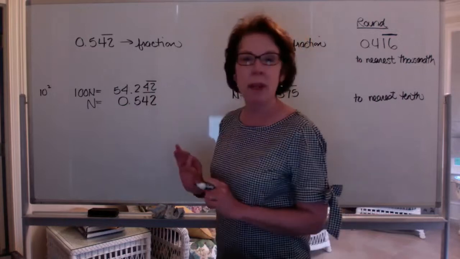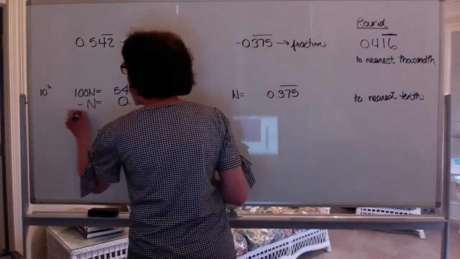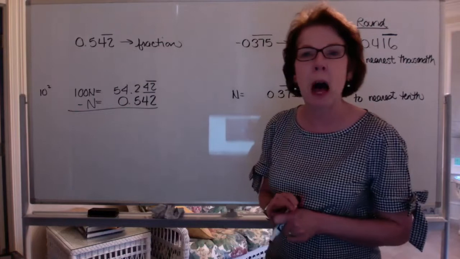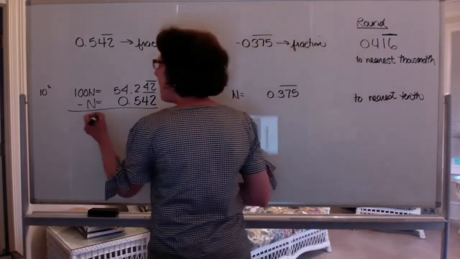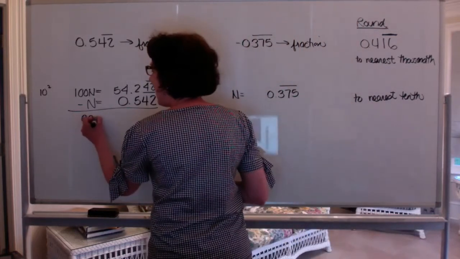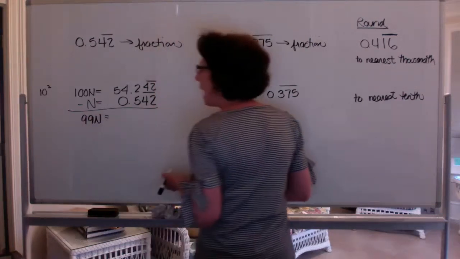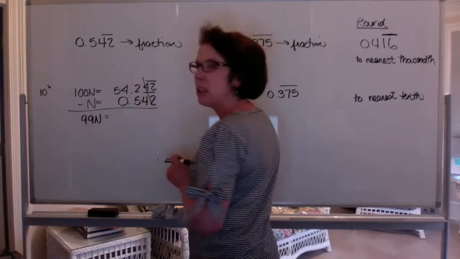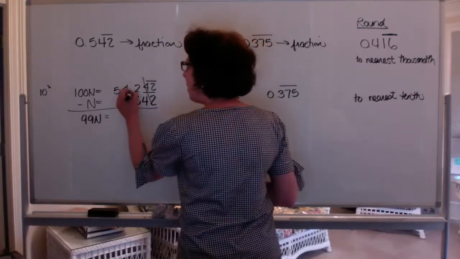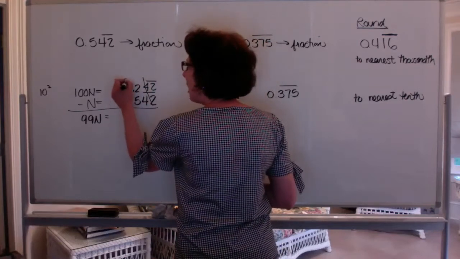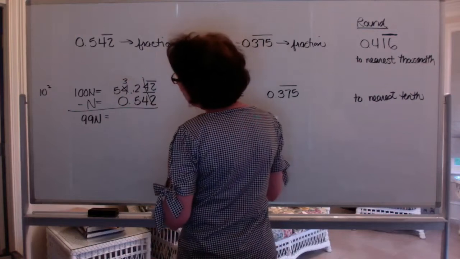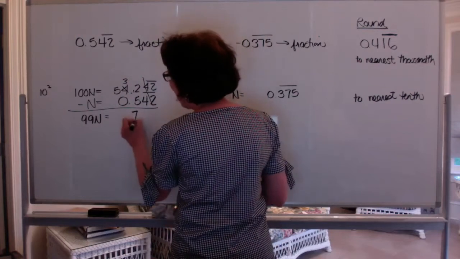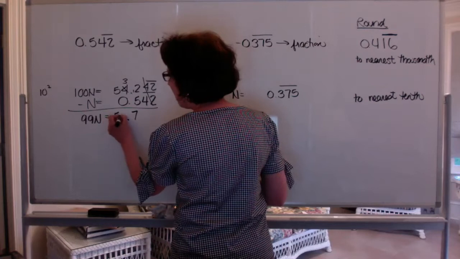So now what I'm going to do is subtract the bottom equation from the top equation. Well, 100n minus n is 99n. And over here, when I subtract, the 42 as a repeater is going to cancel out. And you can use your calculator here. But 12 minus 5 is 7. And then I get 53.7.